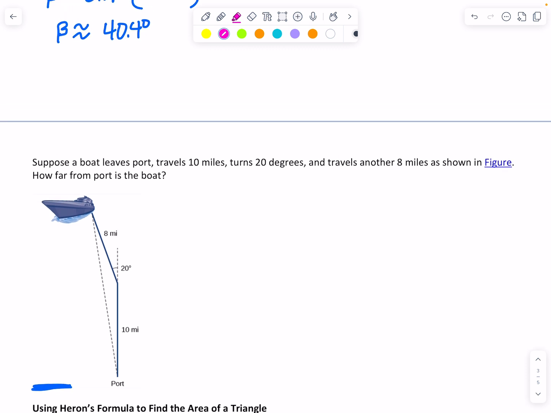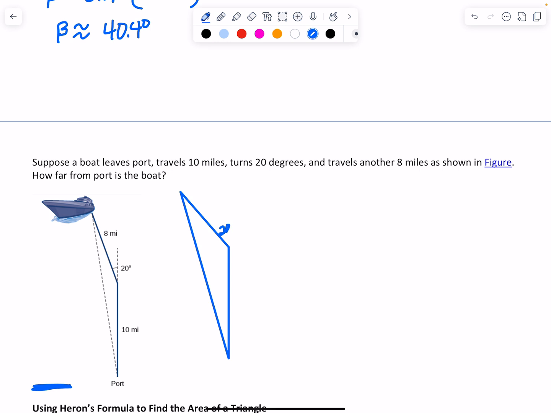It's an application. Suppose a boat leaves a port, travels 10 miles, turns 20 degrees east, and travels another 8 miles as shown in the figure. Okay, so I'm going to redraw my triangle because that one's real small and it's kind of hard to deal with. So I'm going to go ahead and straighten this up. There we go. Straight down. And then there's my triangle.